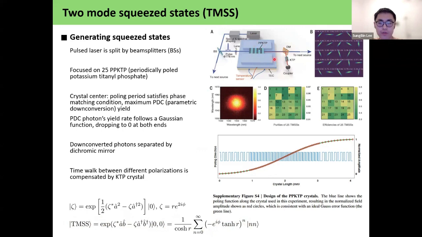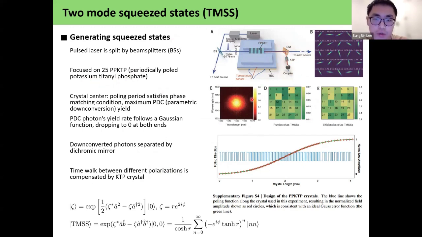So after creating these two-mode squeezed states by passing through the PPKTP, they have used dichroic mirrors to split them and also used KTP crystals. KTP just stands for potassium titanyl phosphate here, to have a time walk, I guess, to compensate for different polarizations between different time walks, meaning just different mirrors and different optical paths. So that's how they created two-mode squeezed states using this kind of layout.